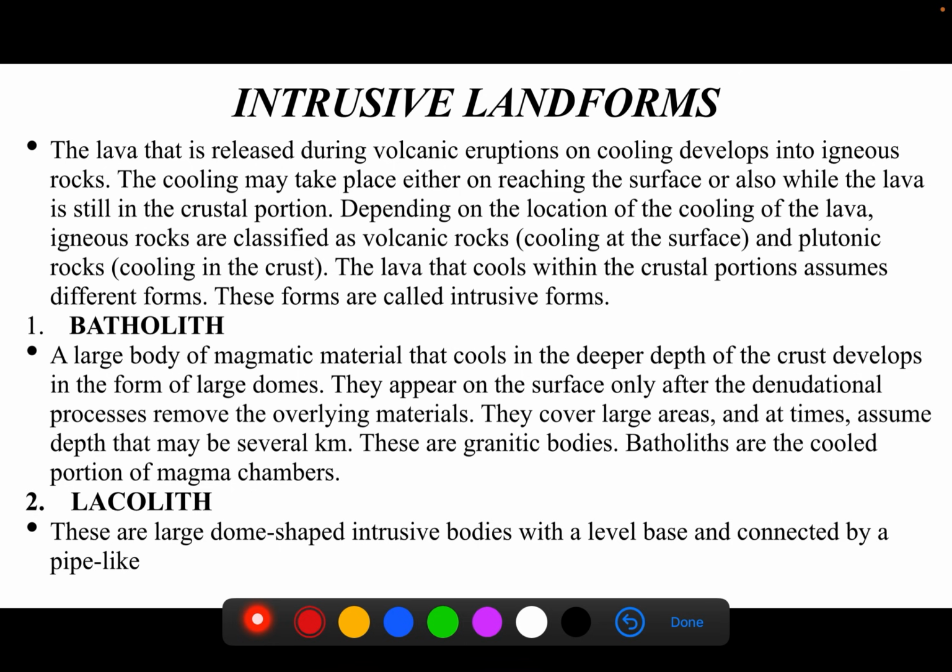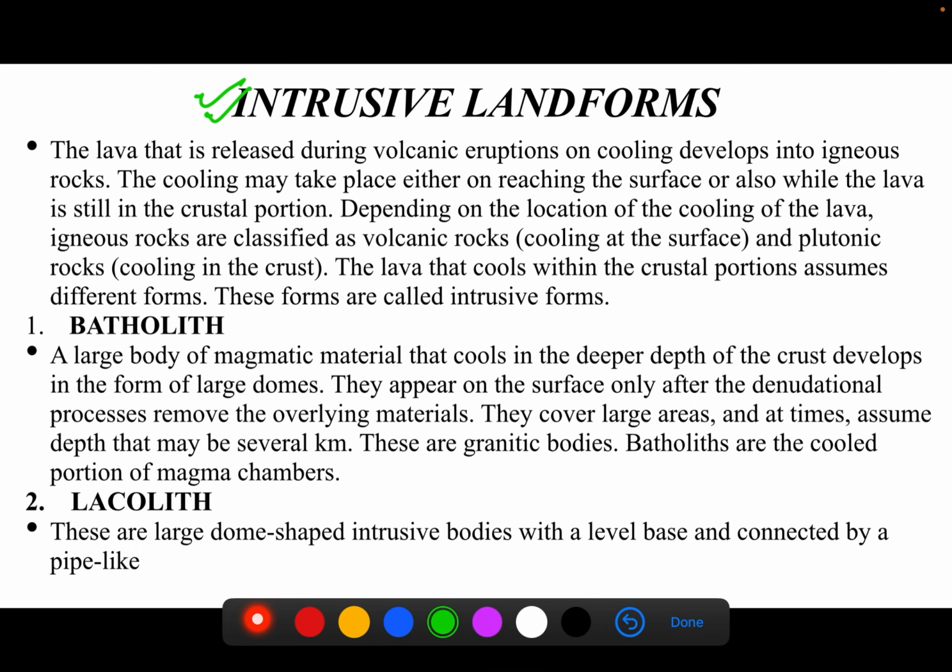Right. So we have already seen that now we have to discuss the intrusive landforms. What are these intrusive landforms? We'll now look into that. So the lava that is released during volcanic eruption, on cooling, develops into igneous rocks. We will study in further detail about the rocks. What are the three types of rock, the rock cycle, we'll all study it in detail, right?